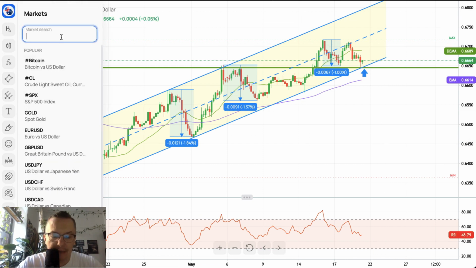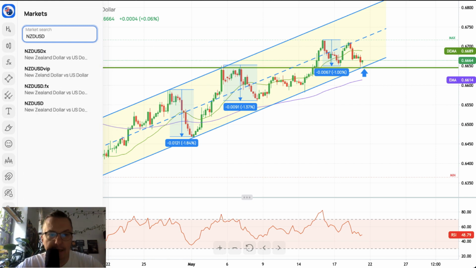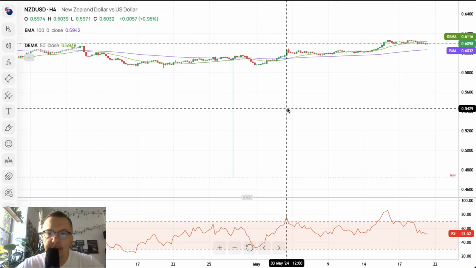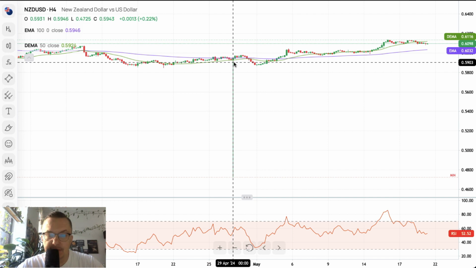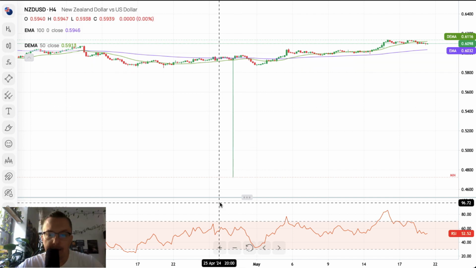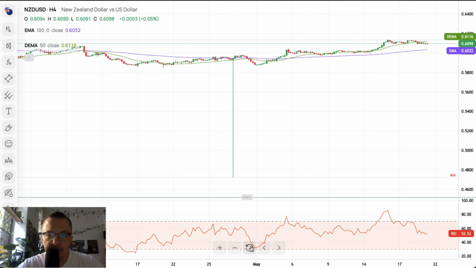If we talk about the Australian dollar, let's take a look at the New Zealand dollar. Now that situation is different because we got this bad tick here on this kind of chart.